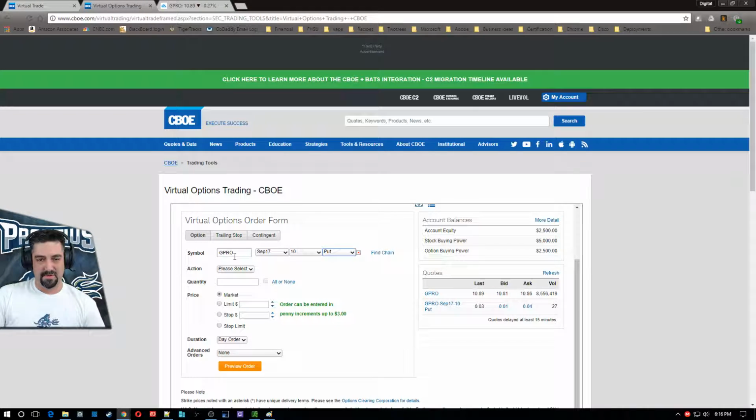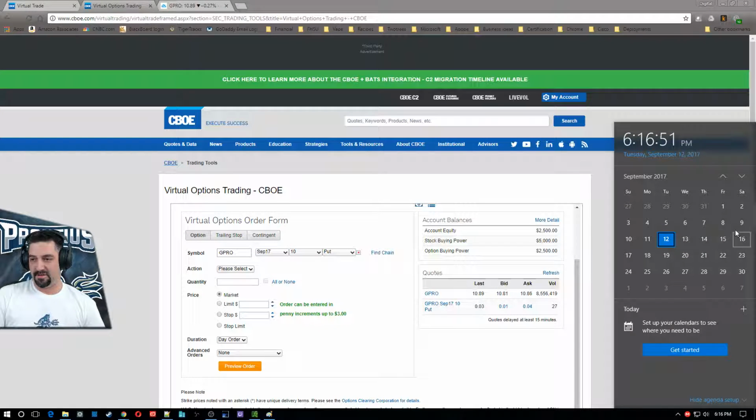So what we've got here is our symbol. We have our expiration dates. Typically, options expire the third Friday of every month. And just so you know, the 15th is the third Friday of this month, so September's options would be expiring in 3 days.